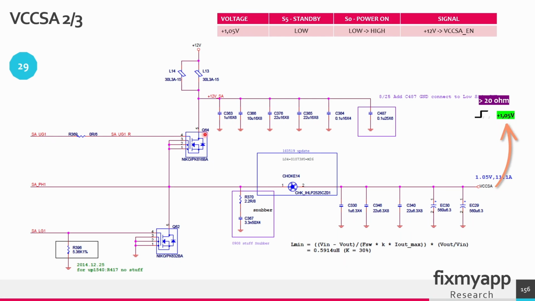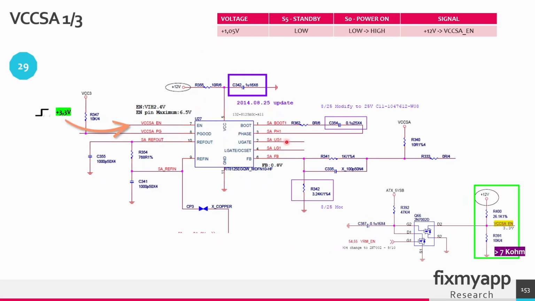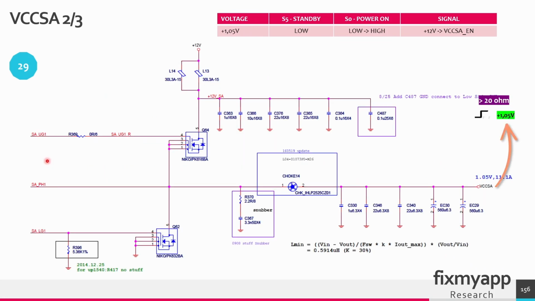The drive signal to drive this high side MOSFET and the low side MOSFET comes from the buck controller. These two gate signals will go to the high side MOSFET and this one will go to the low side MOSFET. The buck controller will send signals to the high side MOSFET and the low side MOSFET. These two MOSFETs will chop this 12 volt up to 1.05 volt and this voltage will go to the CPU. The output resistance is higher than 20 ohms.